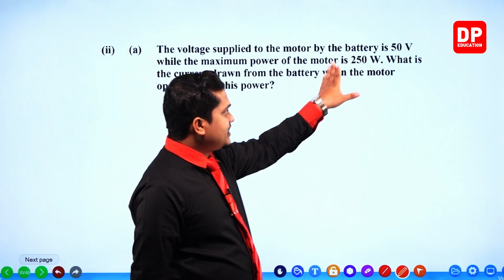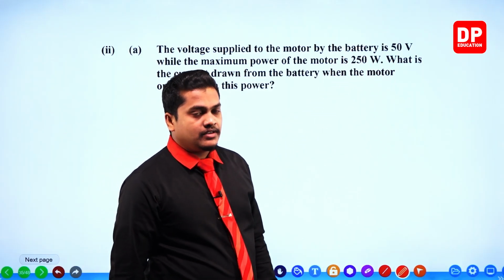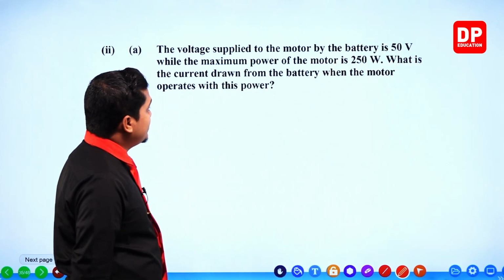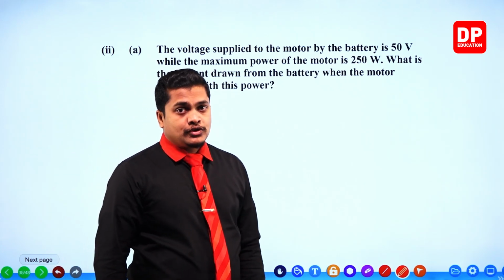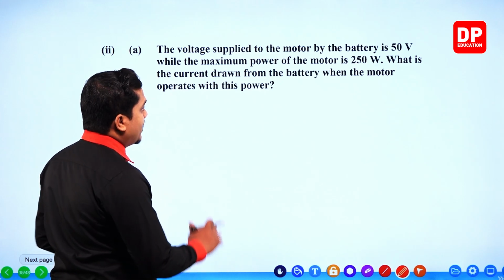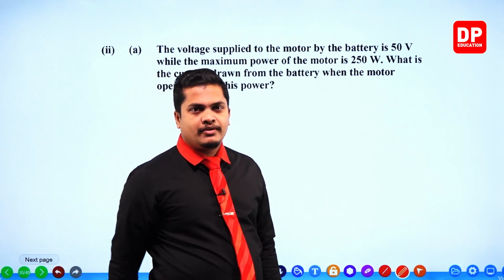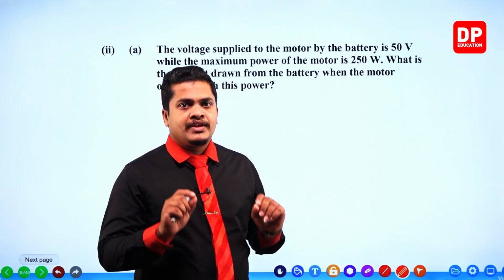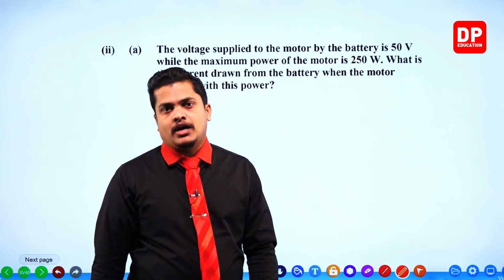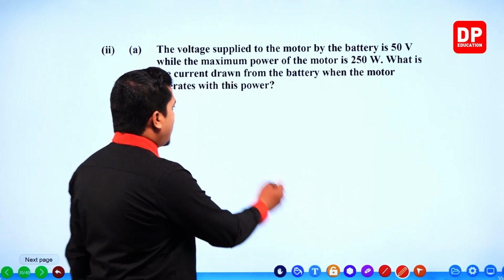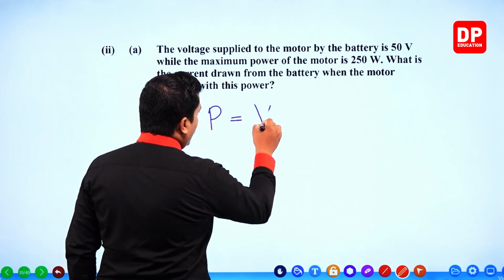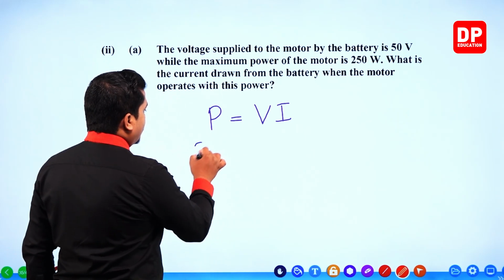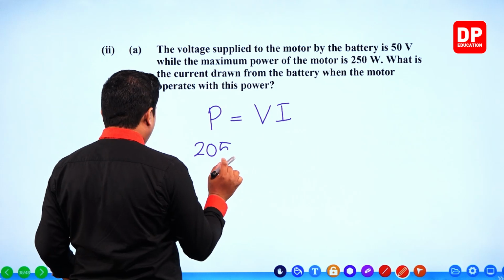So the power is given as 250 watts. Voltage is given as 50 volts. The question is asking what is the current drawn from the battery? So there's a small bit of a formula to calculate the power, my dear children. A simple formula. Power related to electrical equipment is measured from the product between the voltage and the current. That means power P is equal to voltage into current, P equals VI. Power given is 250, right? 250.